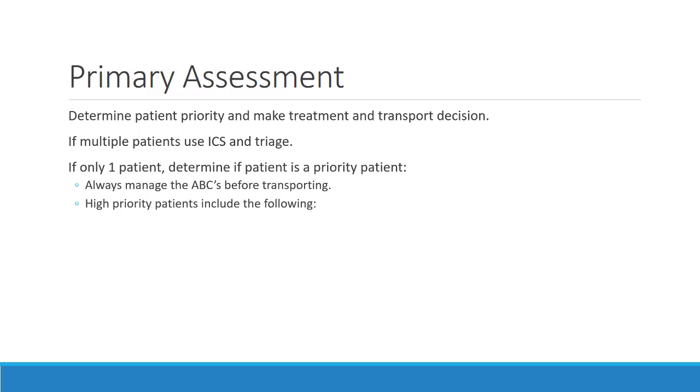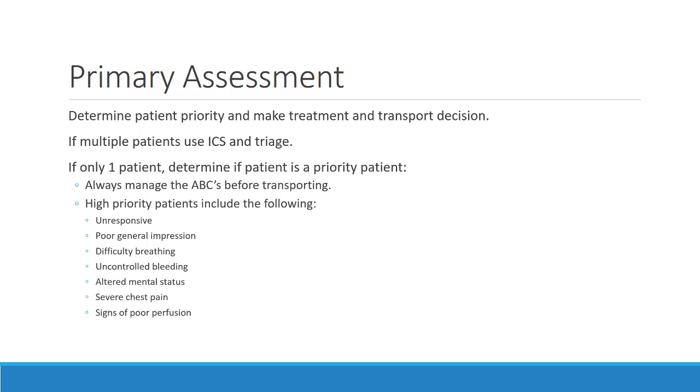High priority patients include the following: any patient who is unresponsive, who has a poor general impression, they have difficulty breathing, they have uncontrolled bleeding, or altered mental status, severe chest pain, signs of poor perfusion, and any complicated childbirth. Major trauma is also included in this category.